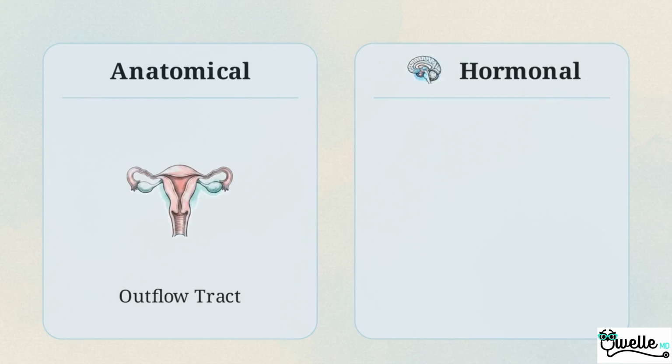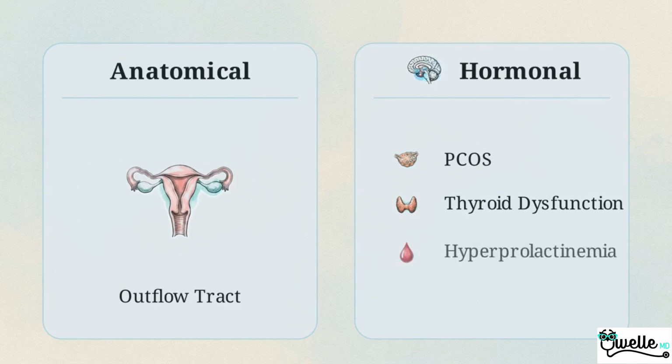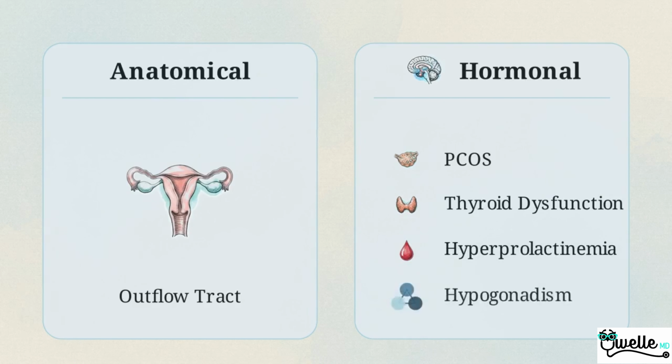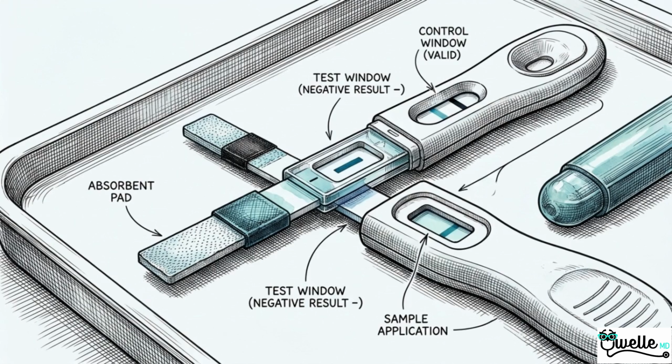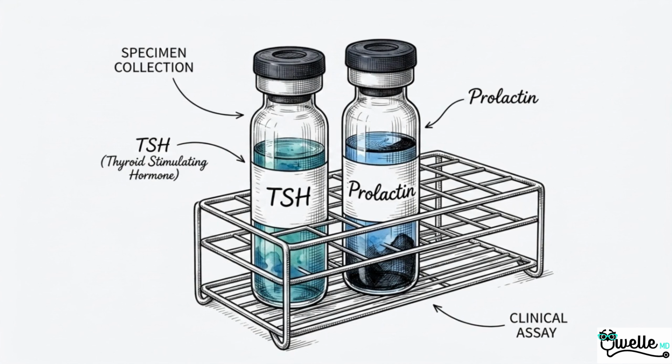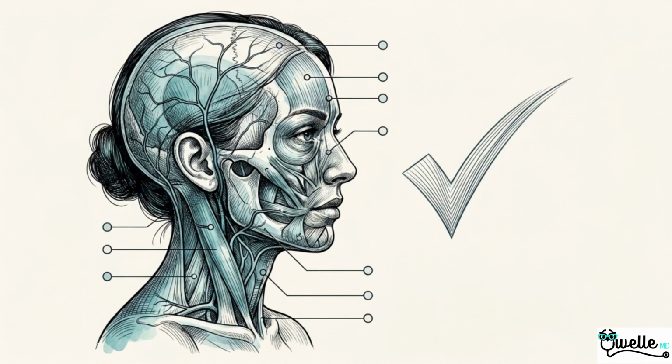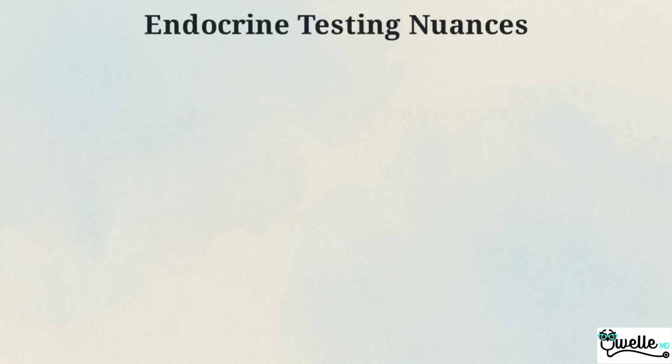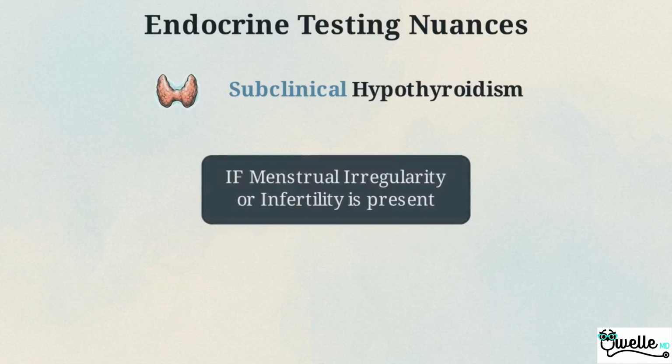These divide neatly into 2 categories: anatomical issues involving the outflow tract and hormonal causes, specifically PCOS, thyroid dysfunction, hyperprolactinemia, and hypogonadism. Once you have first ruled out pregnancy, TSH and Prolactin are mandatory first-line screening labs for all patients, regardless of whether they actually show symptoms. These 2 labs carry specific clinical nuances.